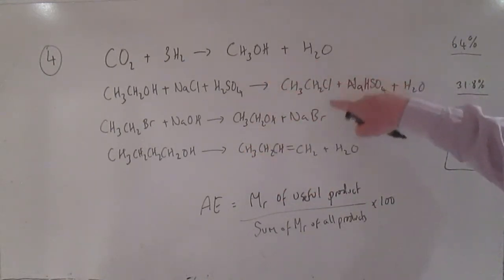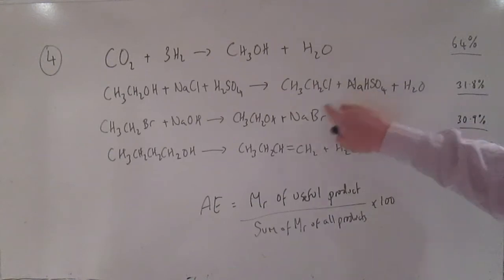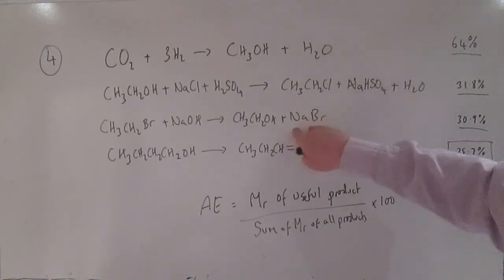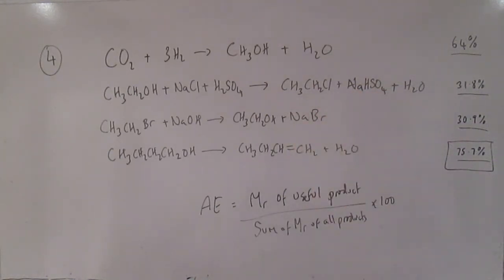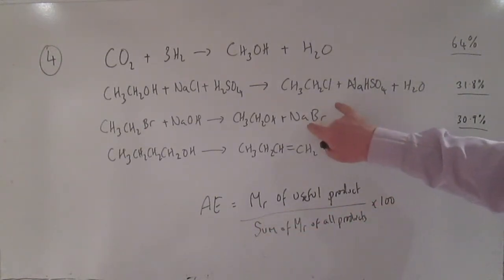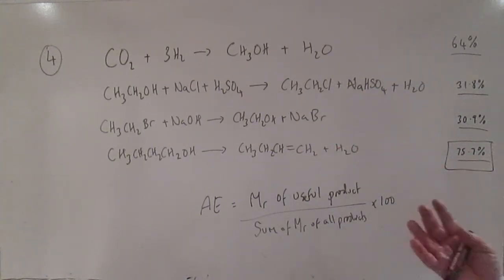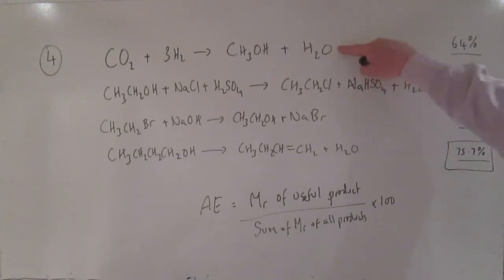these two, the middle two, have quite high MR other products. So NaHSO4, NaBr, those are quite high MR compounds. And so you're not going to expect these to have very high atom economies, because that bottom line is going to be big, because the waste compounds have big MR values. So you could straight away think, yeah, I don't think it's going to be those. That brings it down to these two.